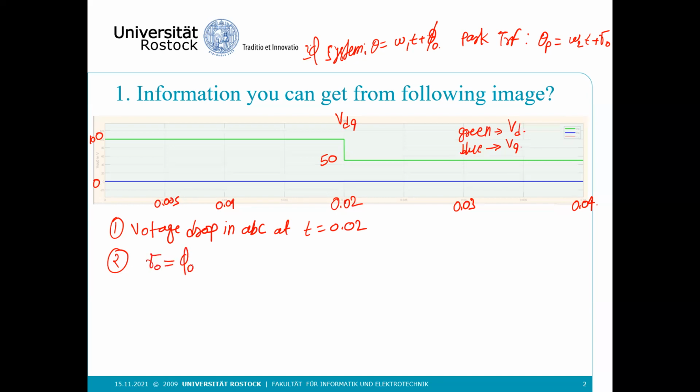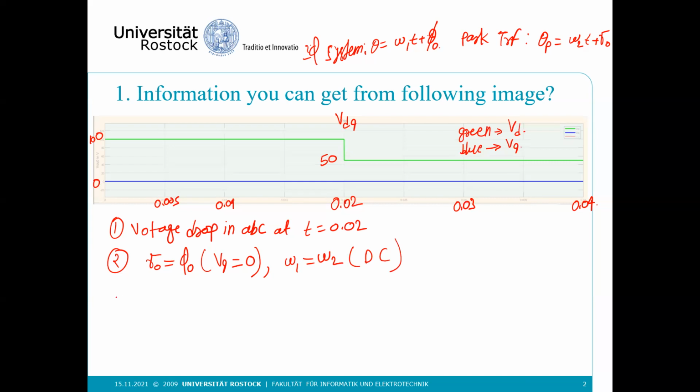Why do you say that? Because VQ is 0. Correct. So you mean the phases are aligned. Yeah. And what else can you say? Omega 1 is equal to omega 2. Okay. And why do you say this? Because you have DC. Okay.